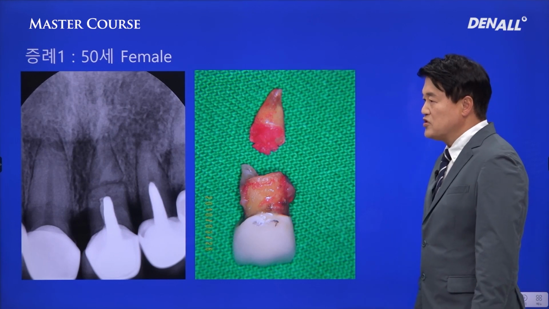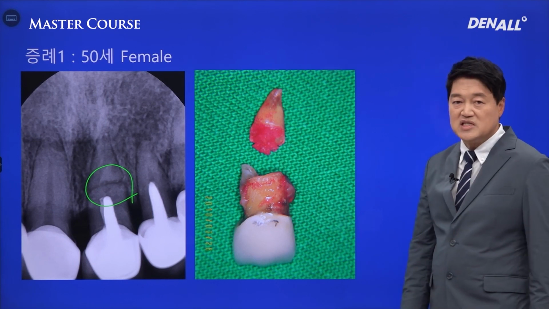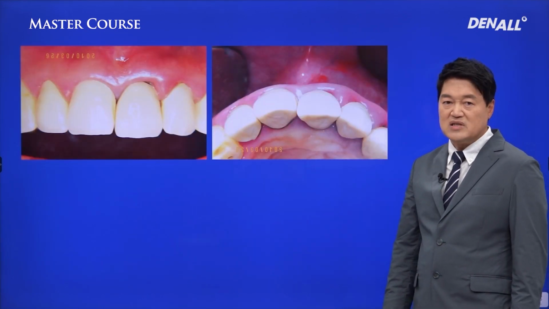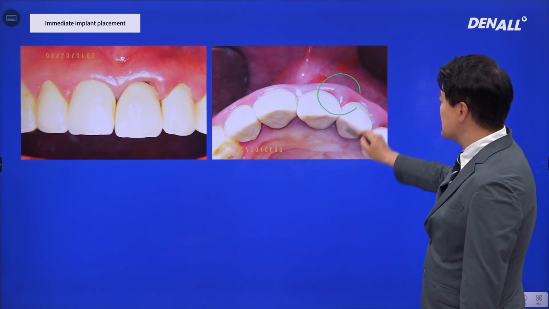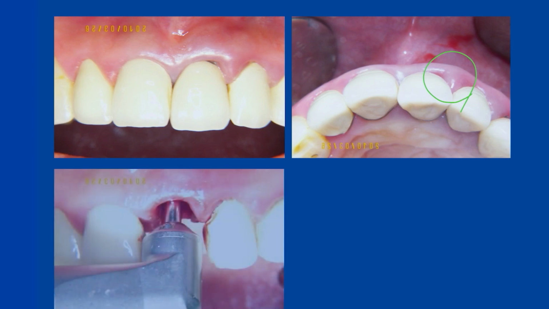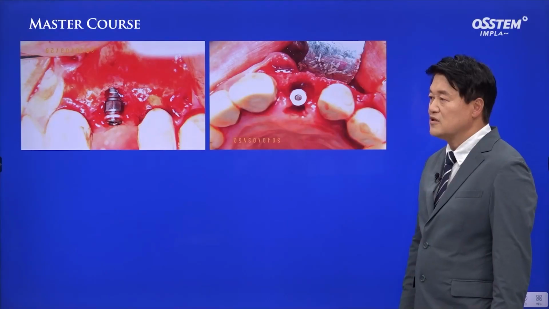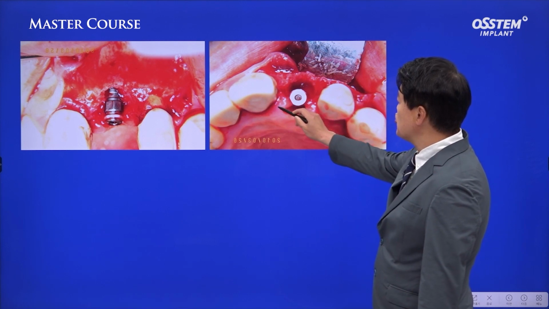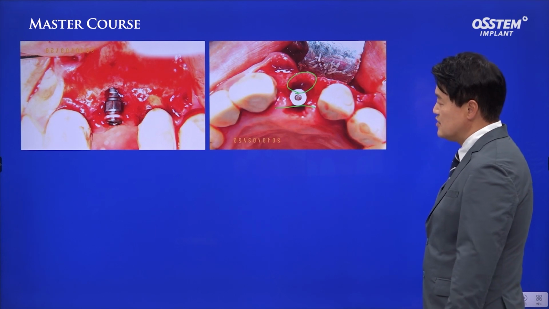This was a 50-year-old female patient, and because of root fracture in the anterior area, extraction was done. If possible, I prefer immediate implant placement in the anterior area. This is before extraction. There's a little bit of inflammation, but it was not active inflammation and it was not suppurative inflammation. Inflammation control was done and immediate implant placement was planned. After extraction, laser was used. Osstron was used to control the inflammation, and as mentioned, I placed the implant slightly towards the lingual side so that the gap can be formed on the buccal side.